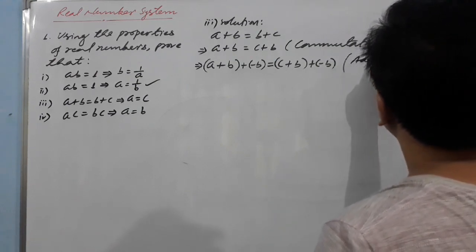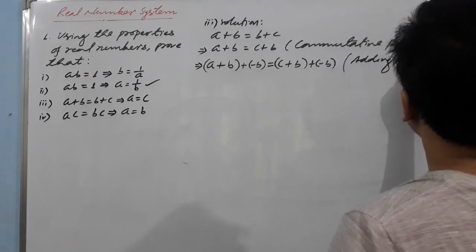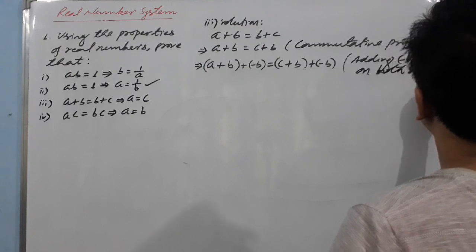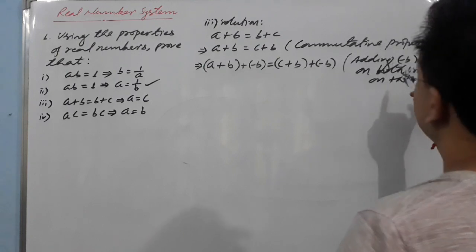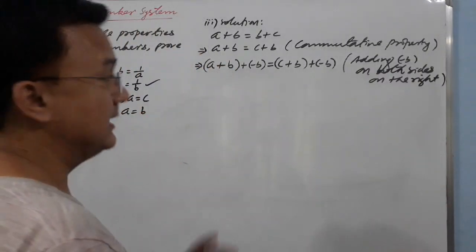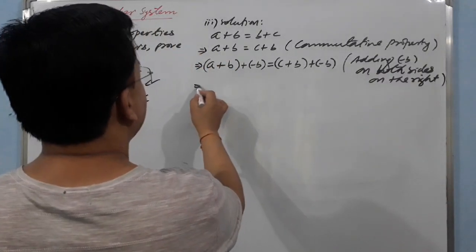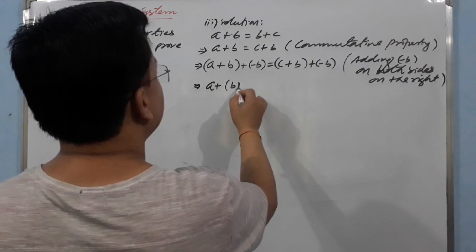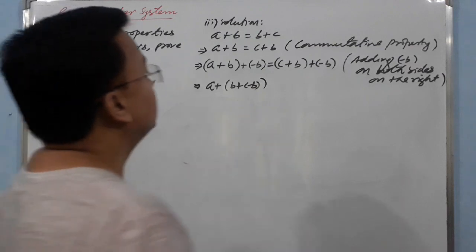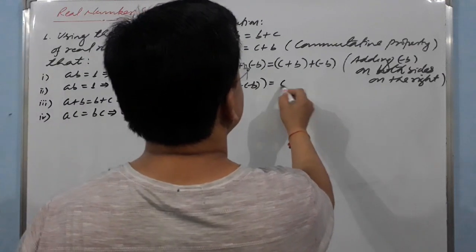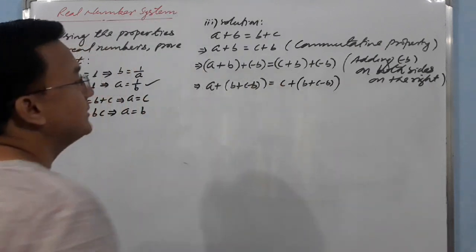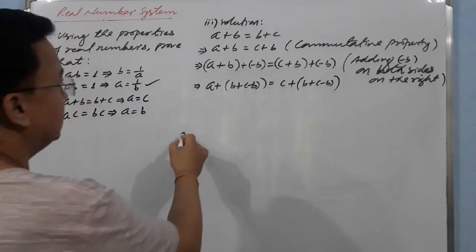For adding negative b on both sides, on the right side I have added. Now next property, a plus b plus negative b. You have to write exactly as I've written here. You can't write negative minus b is equal to c plus b plus minus b. So I think you understood.